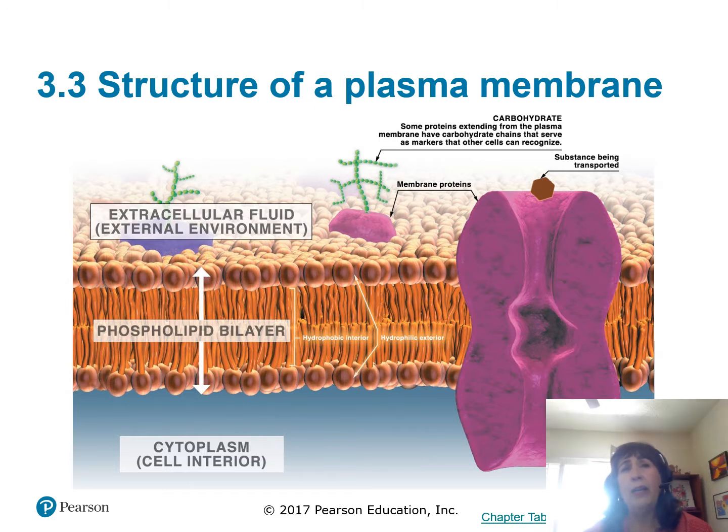So the cell membrane just isn't a phospholipid bilayer, but it contains a lot of proteins and carbohydrates. So notice there's a brown substance that looks like a hexagon. That almost looks like my beloved glucose. And notice that it's going through a protein. So we can see that many of the proteins that we see at the plasma membrane are acting like little gateways into the cell, like they're doorways or channels into the cell.